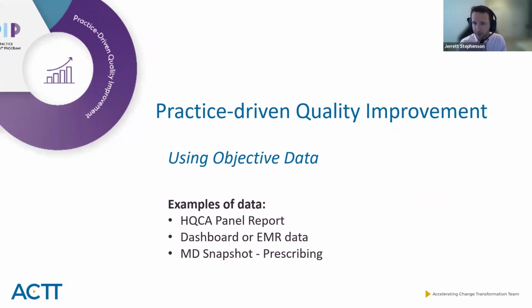The piece about using the objective data here. So for the practice-driven project, you can dig into your EMR for a deep dive. Lots of EMRs have a wealth of knowledge that you can access. Not everyone's very comfortable with that. So if you're looking for some stuff that can also give you really high yields, where there's a lot of information at your fingertips, the HQCA panel reports, which we'll go into in a little bit here, as well as the MD snapshot prescribing from the College of Physicians and Surgeons are also really, really great ways to get actionable data.